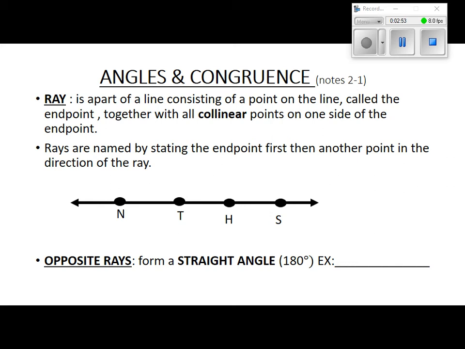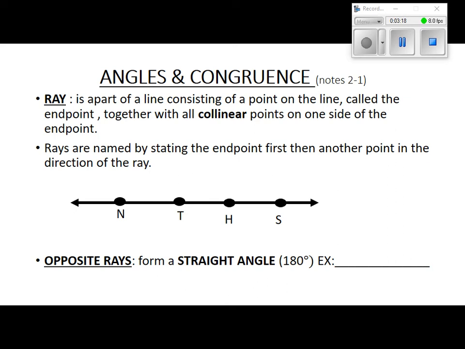A ray is a part of a line consisting of a point on the line called the endpoint. I'm not sure why it's called the endpoint. It should actually be the starting point, because that's where the ray starts, together with all collinear points on one side of the endpoint. What's collinear mean again? On the same line. Name me a ray in this picture.